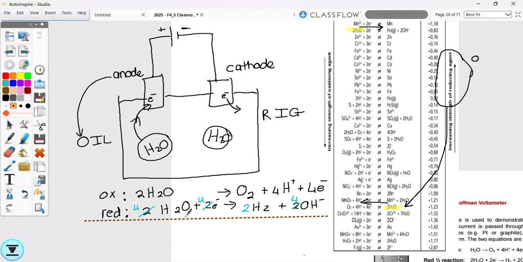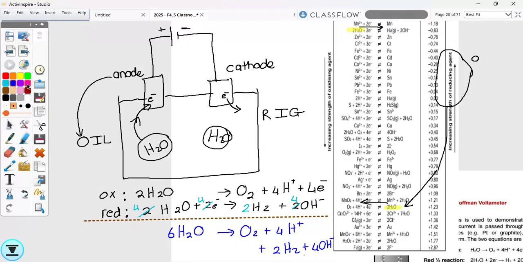When it's the same thing on the same side, you can just add that. You're not going to write 2H2O plus 4H2O. You can, but then you still need to simplify. So you say there's 2 plus 4 H2Os, so it's going to be 6 H2Os on my left-hand side. That's going to form the O2 plus 4H+ ions plus 2H2 plus 4OH-.